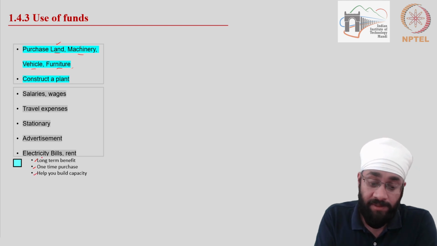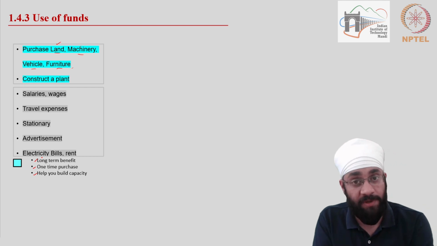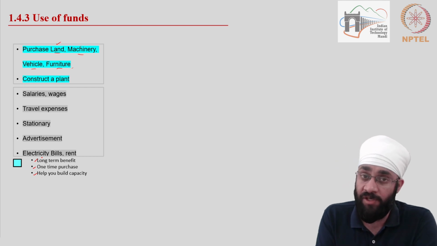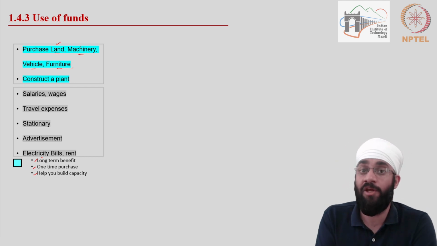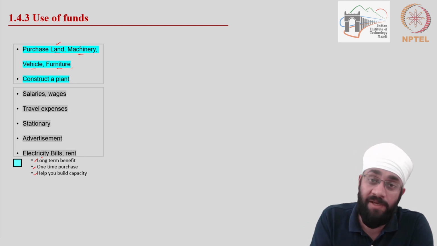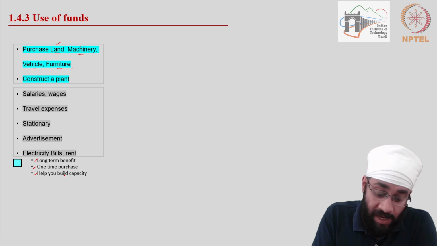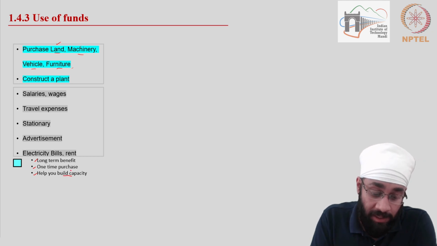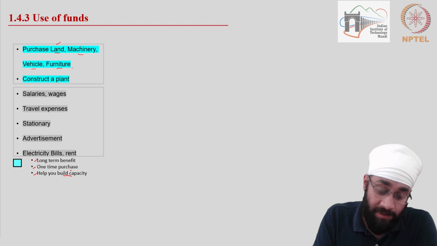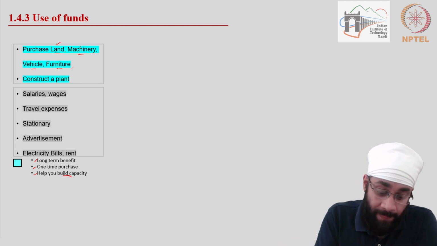And all these things help you build capacity in your business. What is capacity? Capacity meaning, if you are a manufacturing business, then capacity to manufacture more. If you're in services business, then capacity to provide more services. So these things are helping you build capacity. You're not getting these things to typically sell off.